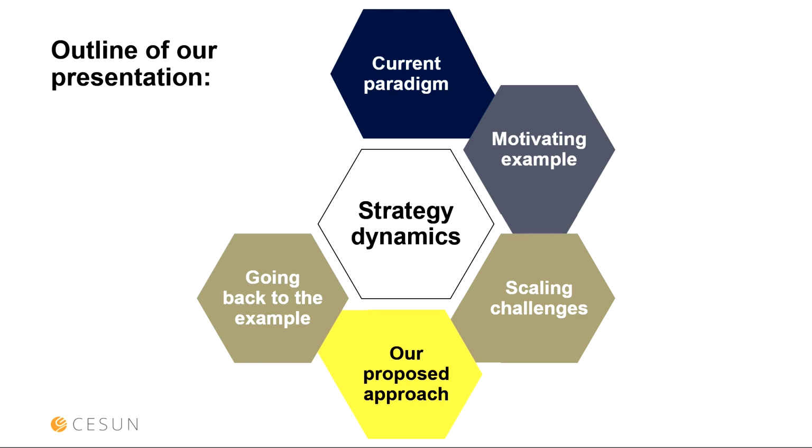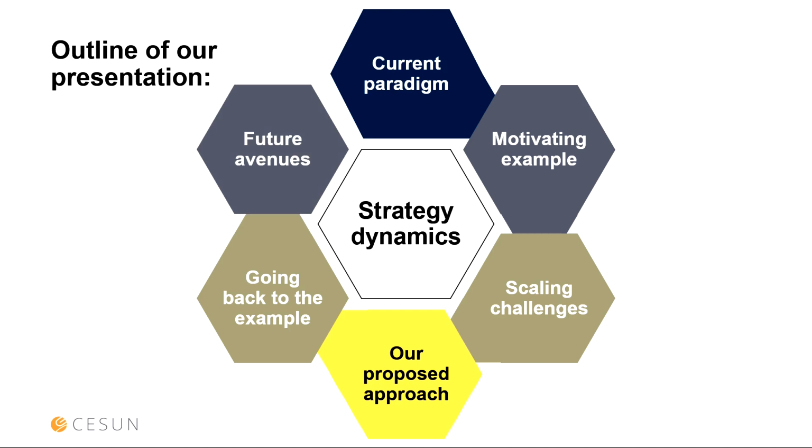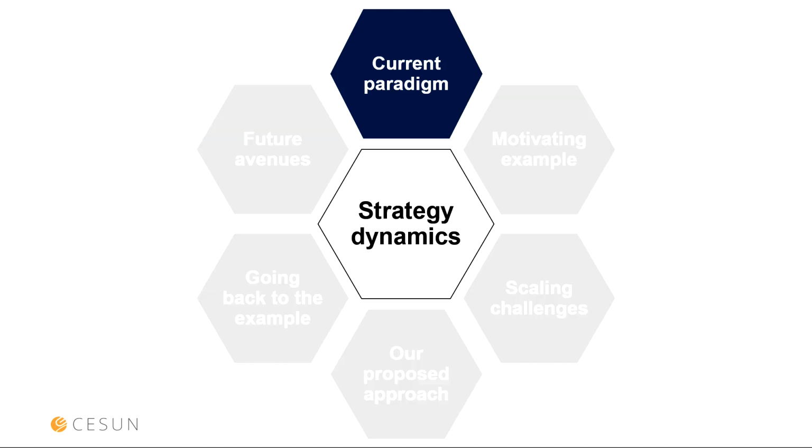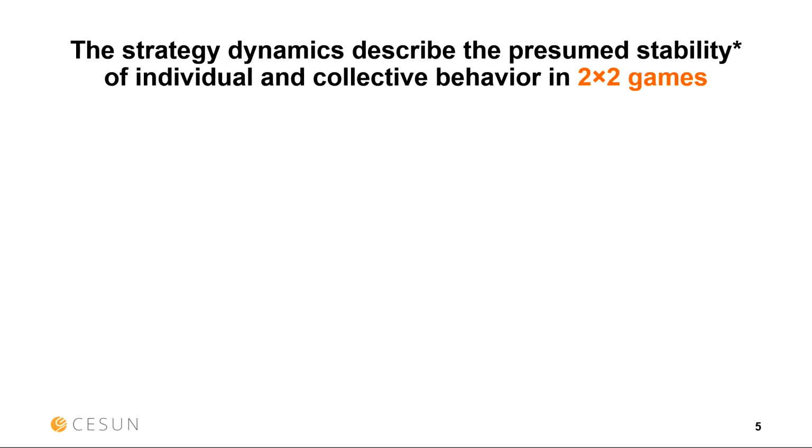I will then go back to our motivating example to show you how we can apply our proposed approach, and finally, I will conclude this presentation by discussing opportunities for extending this work. What we currently know as strategy dynamics in the literature refers to the presumed rational strategic stability of individual and collective behavior in 2x2 games.